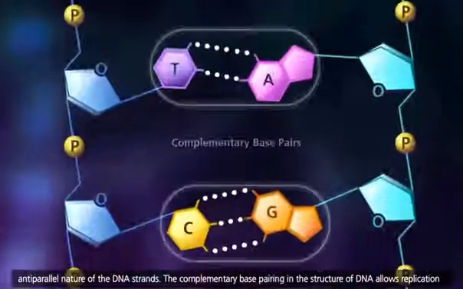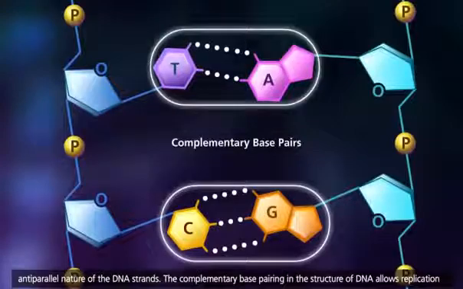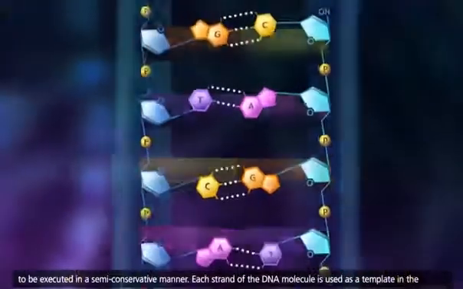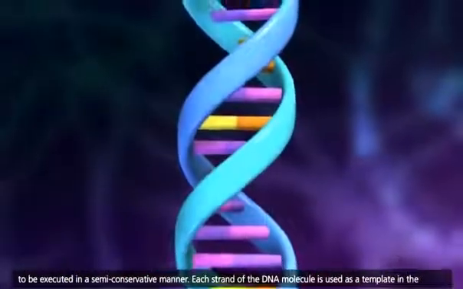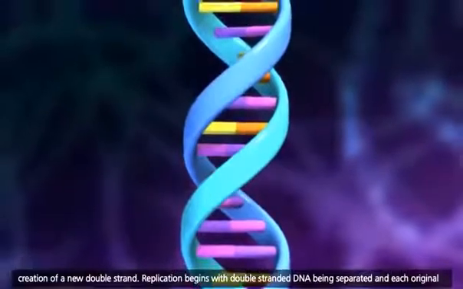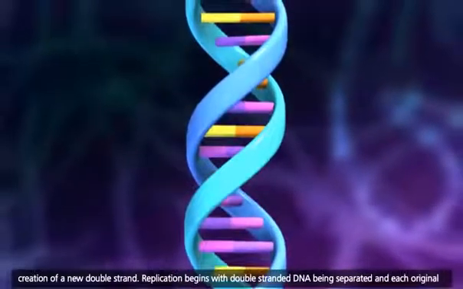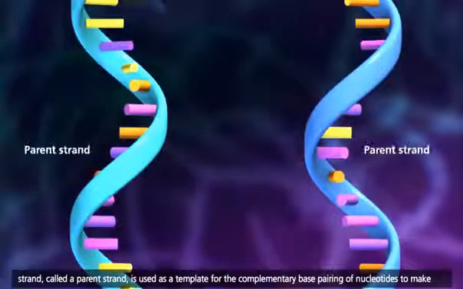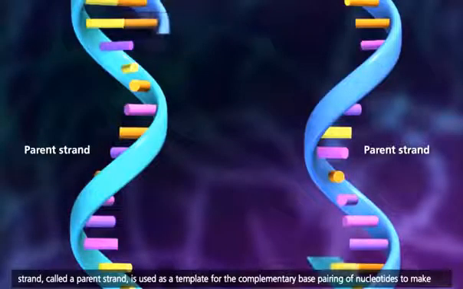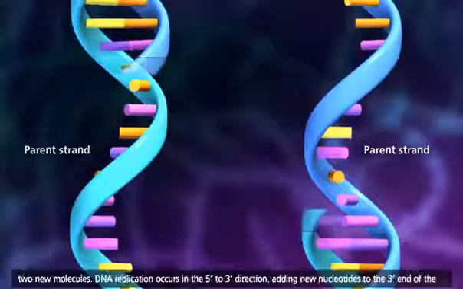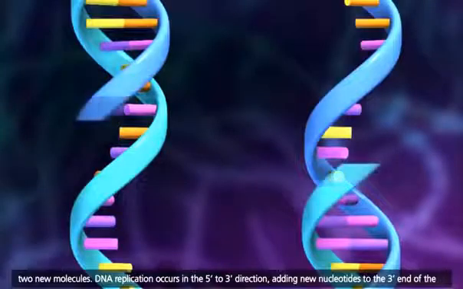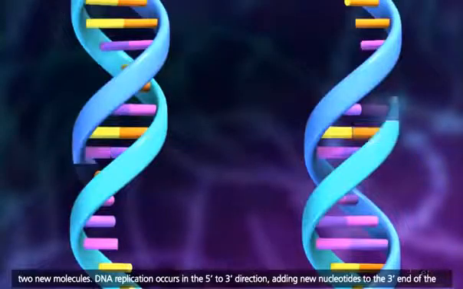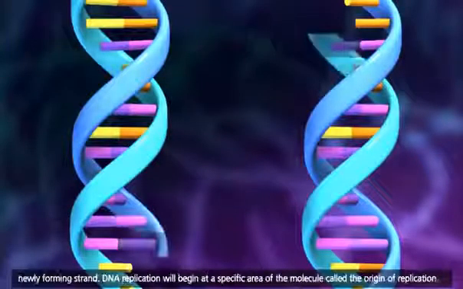The complementary base pairing in the structure of DNA allows replication to be executed in a semi-conservative manner. Each strand of the DNA molecule is used as a template in the creation of a new double strand. Replication begins with double-stranded DNA being separated, and each original strand, called a parent strand, is used as a template for the complementary base pairing of nucleotides to make 2 new molecules. DNA replication occurs in the 5' to 3' direction, adding new nucleotides to the 3' end of the newly forming strand.